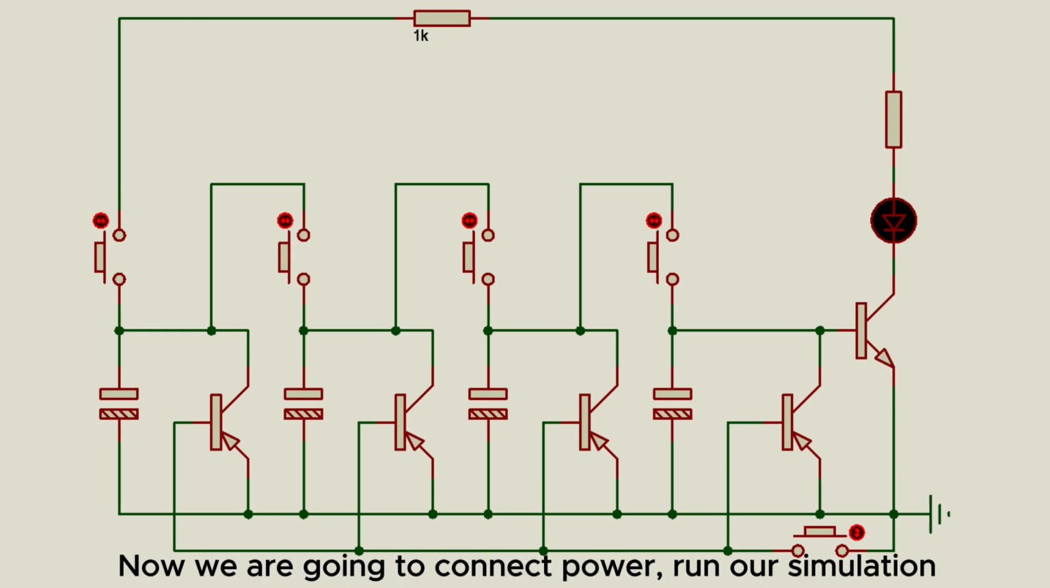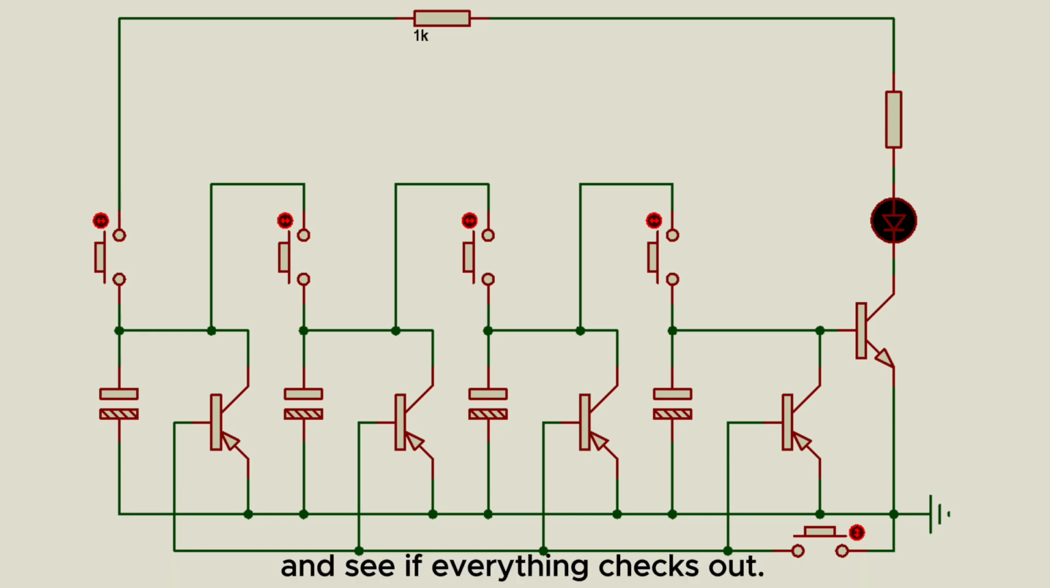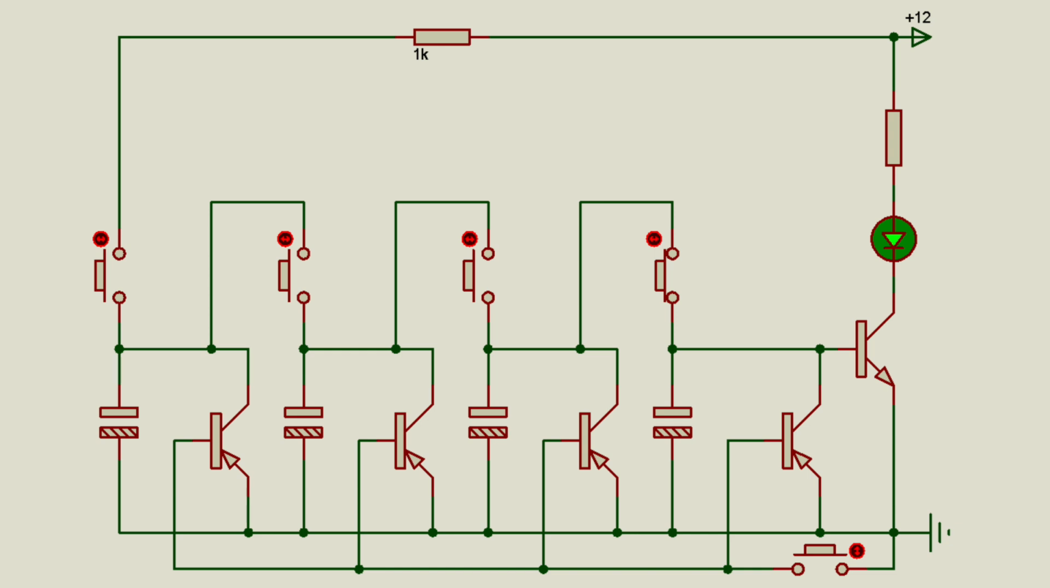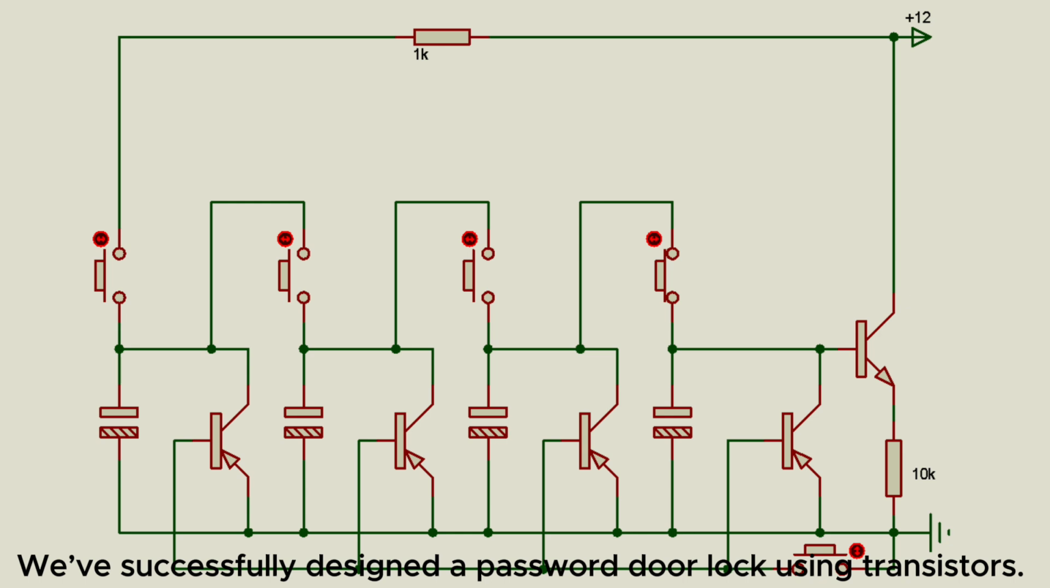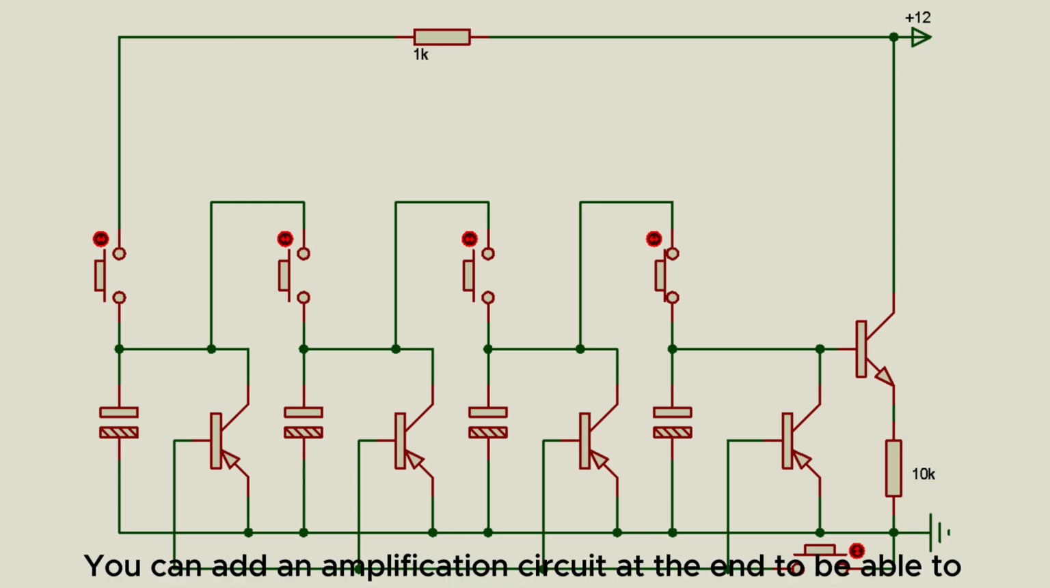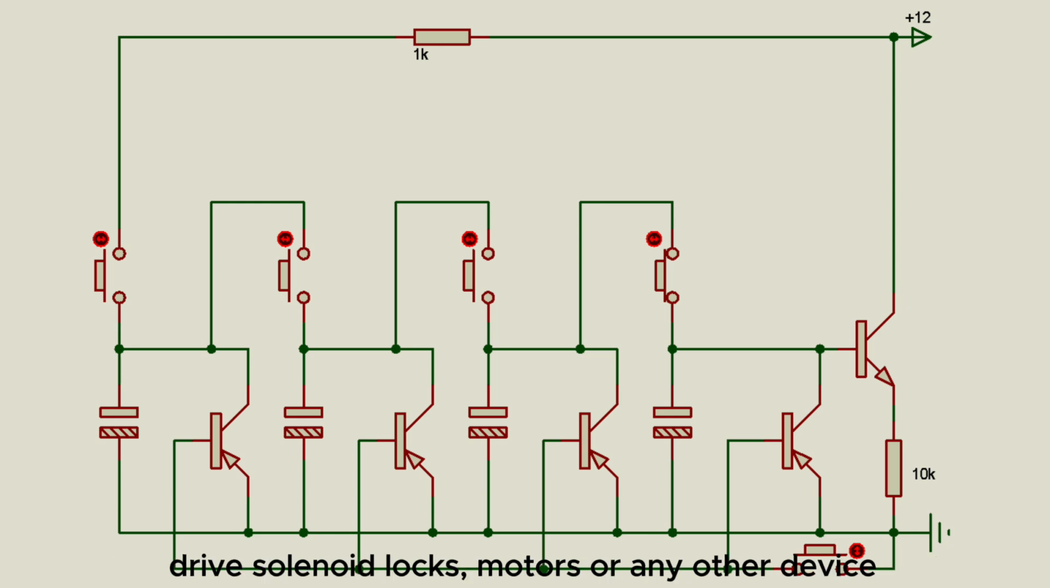Now we are going to connect the power source, run a simulation, and see if everything checks out. Everything checks out. We're good. The last step is to take out the LED and introduce an emitter resistance. We've successfully designed a password door lock using transistors. You can add an amplification circuit at the end to be able to drive solenoid locks, drive motors, or any other device you might want to control. I will advise you to build a 555 monostable circuit so that the output is only a pulse to set your timing. That is it for this video.